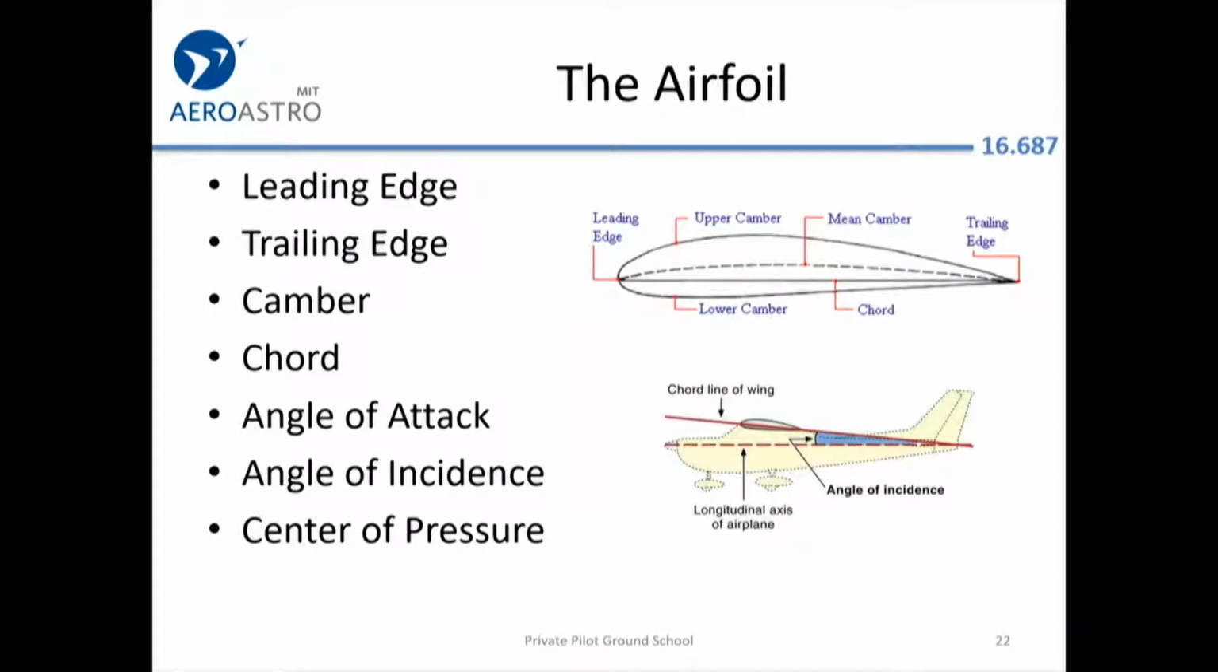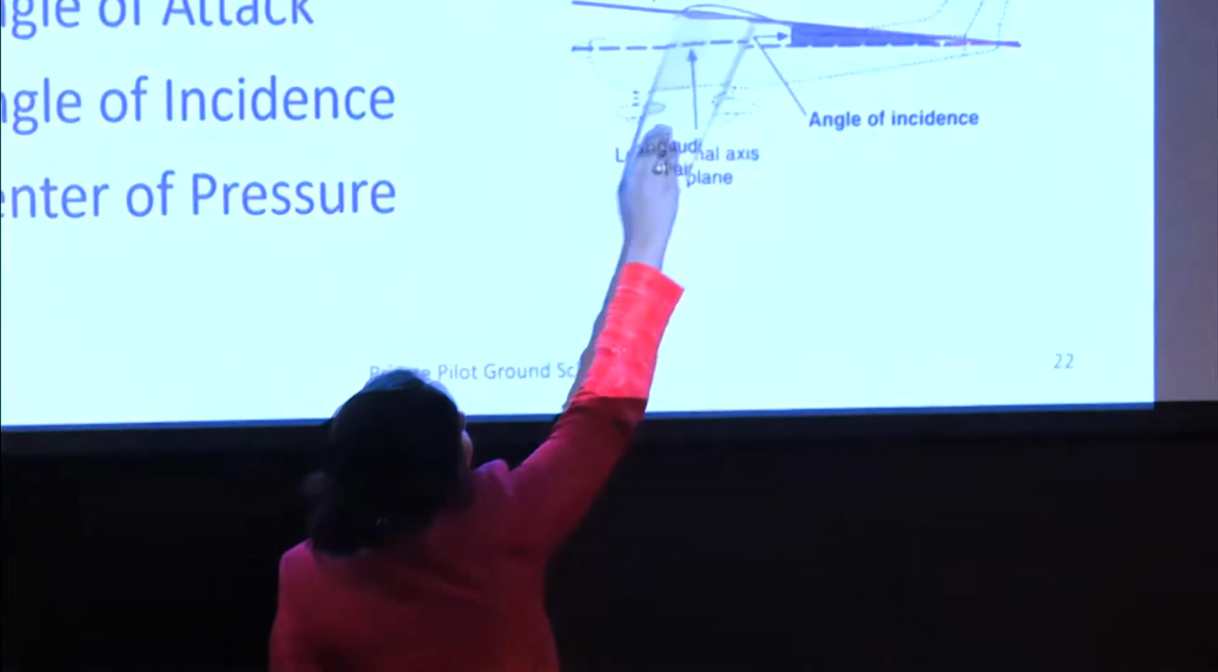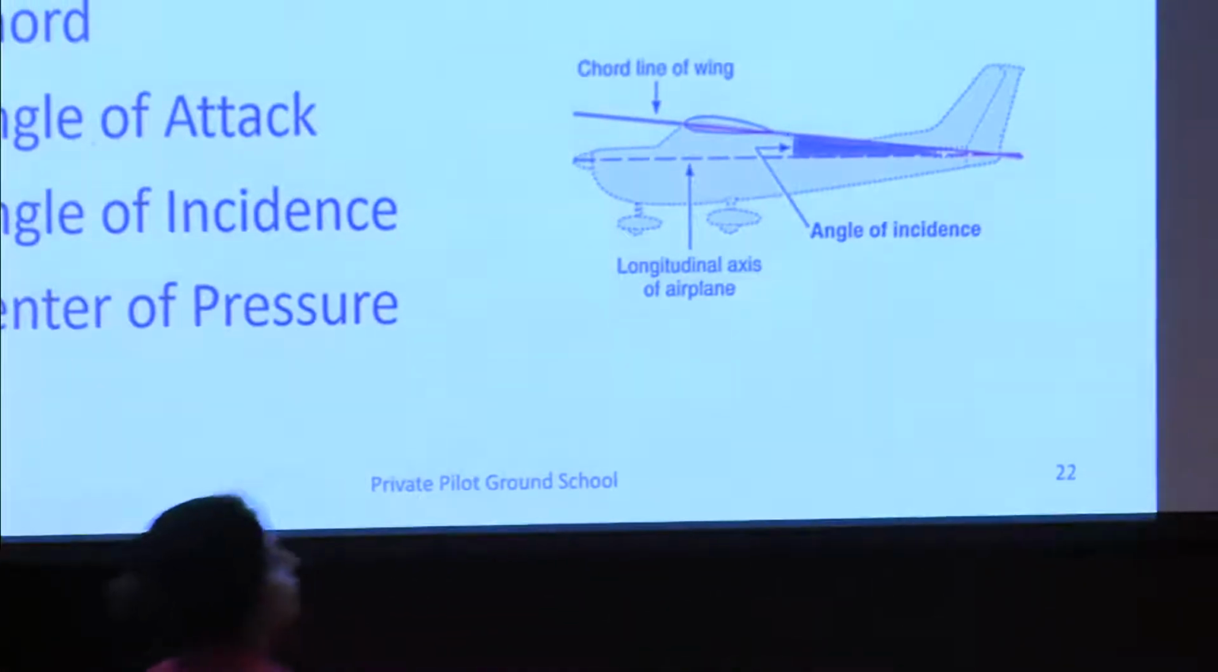So this is the chord line of the wing. You can see that this is a full airplane. The airfoil is right here, and you see this chord line going from the back to the front.